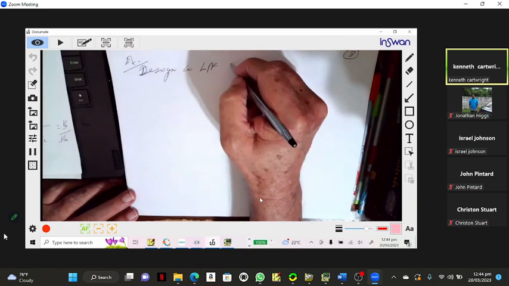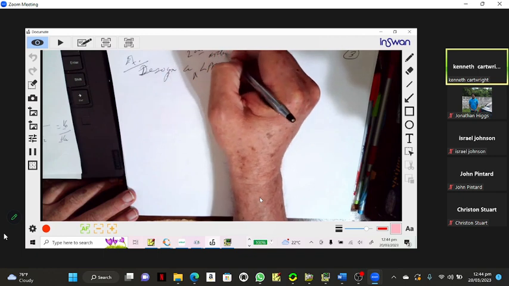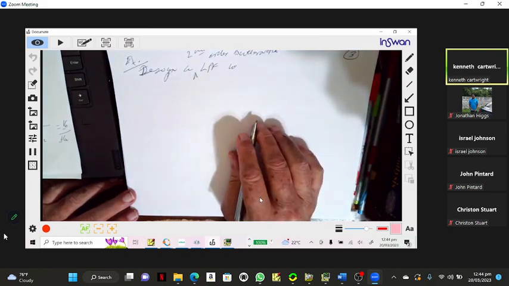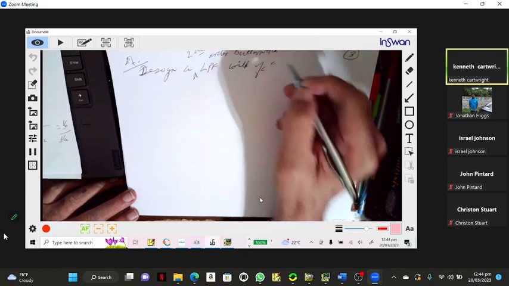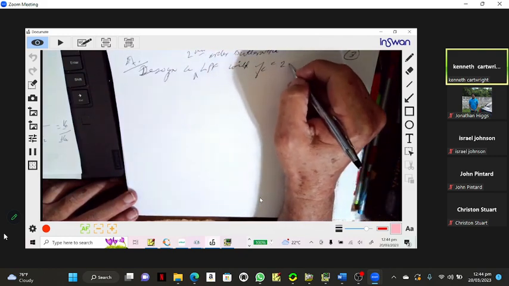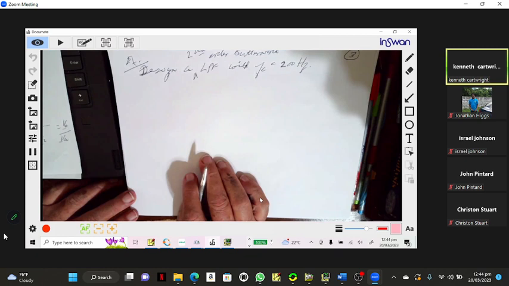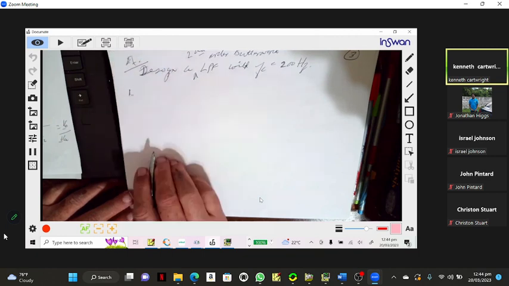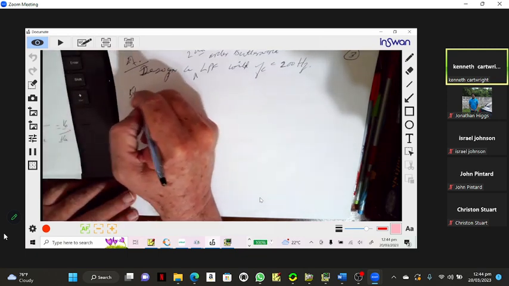Design a second order Butterworth low pass filter with FC equals 200 hertz. Give me step 1.